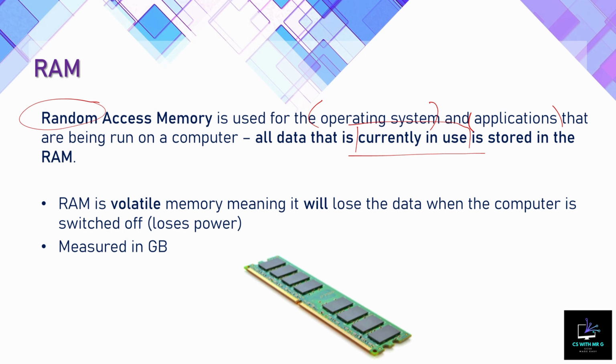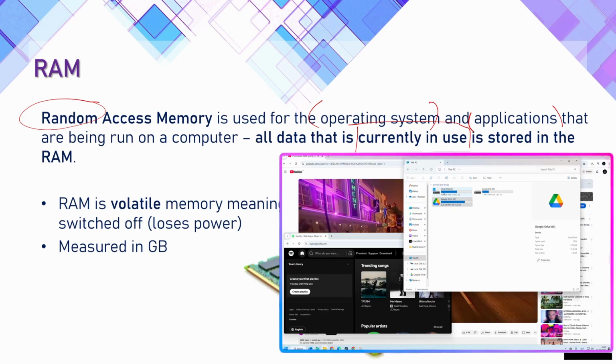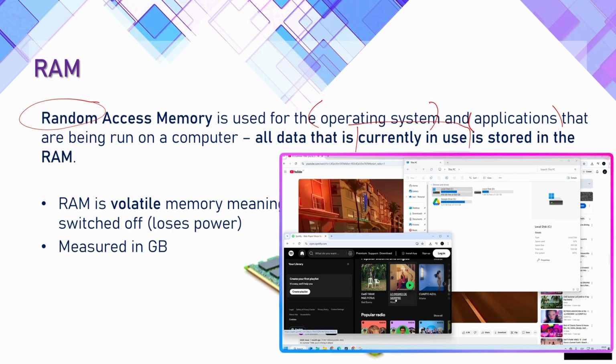So for example, right now, I've got my PowerPoint open, which you can see. I've got screen recording software running, and there will be a bunch of tasks in the background, all done by the operating system, and all of this is being stored in RAM. So everything that you're doing at that moment in time is being stored in RAM. If you're just watching YouTube on your phone, YouTube will be in the RAM.